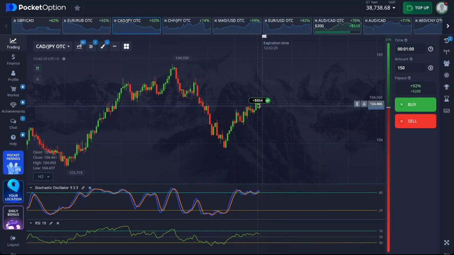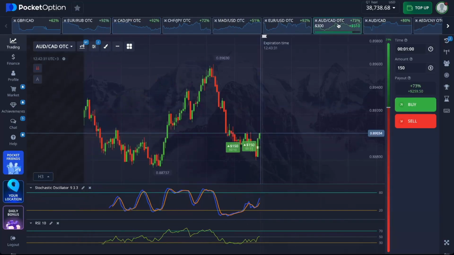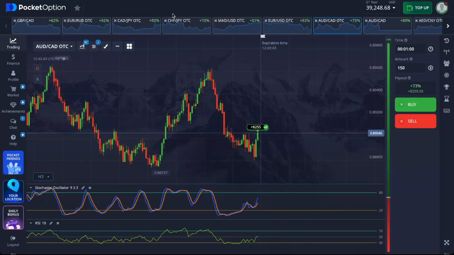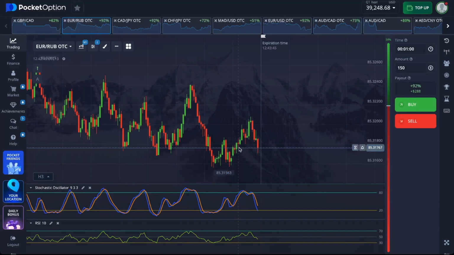Excellent. It was close, as they say, but they closed in profit. Let's look at the second batch of trades and then continue trading. Here we entered a long position. Excellent. Here as well, everything closed in profit for us. Let's continue to see what's happening here.